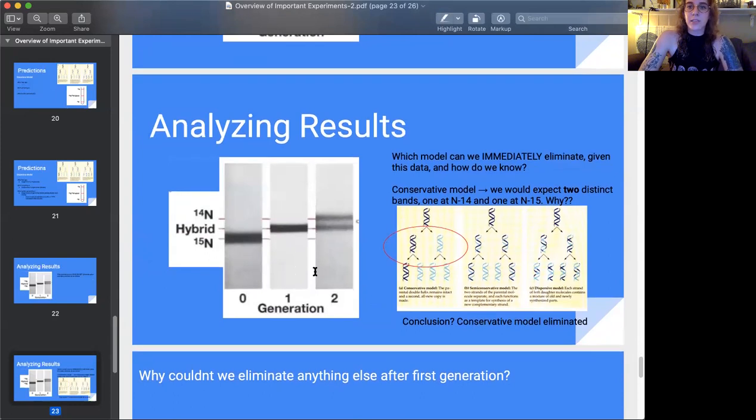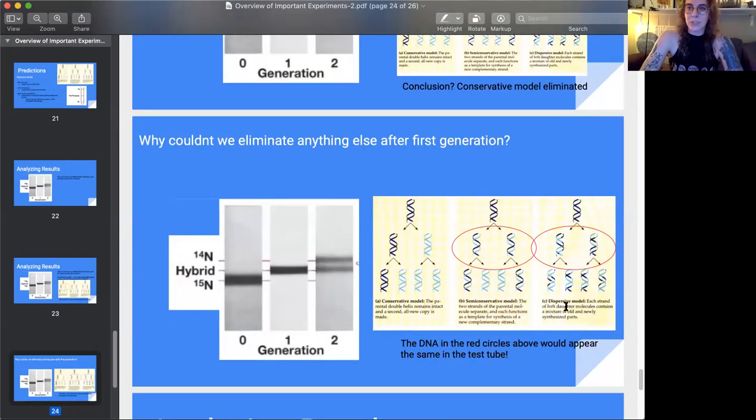The reason why we couldn't eliminate anything else at this step is because these two, semi-conservative model and dispersive model, are going to look the same at this point. So this isn't going to give us enough information to tell us, okay, is the entire strand being hybridized, or is it just that one strand is coming from the parent and one is new? We don't have enough information for that yet, which is why we have to do a second generation to further detect what's happening.